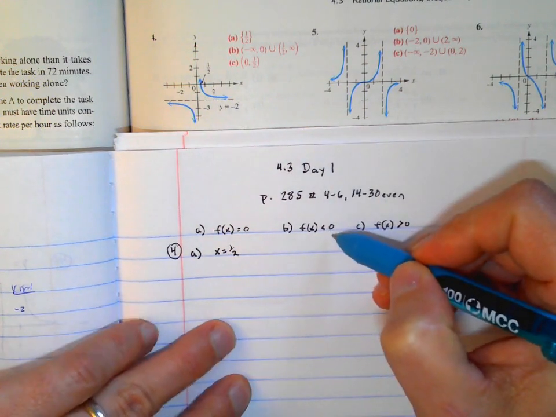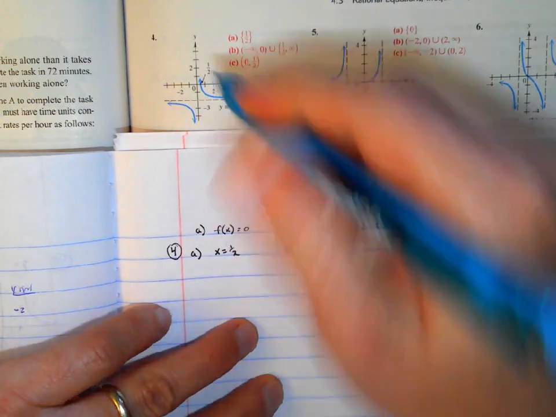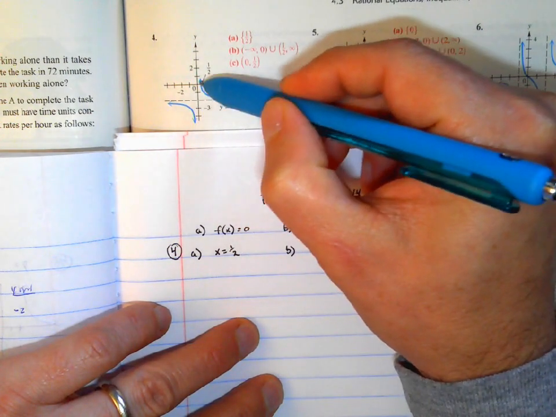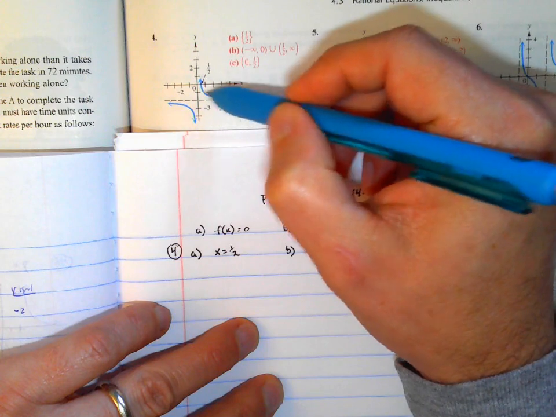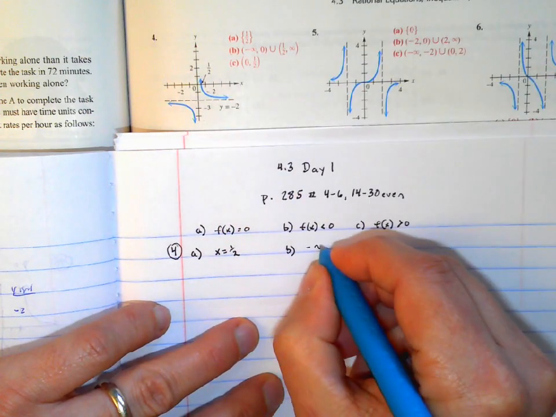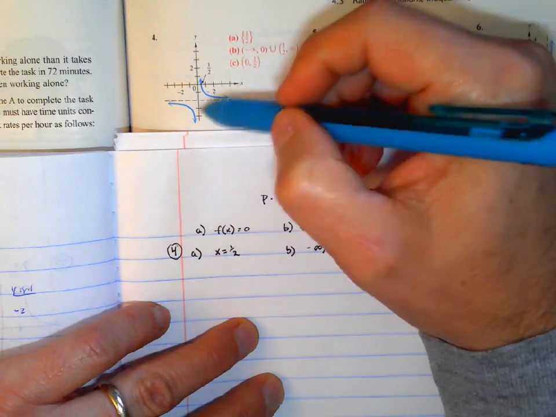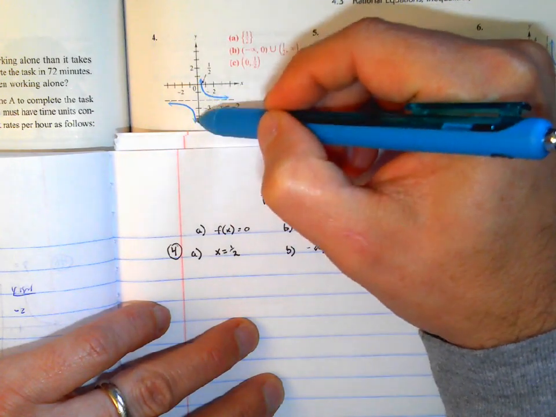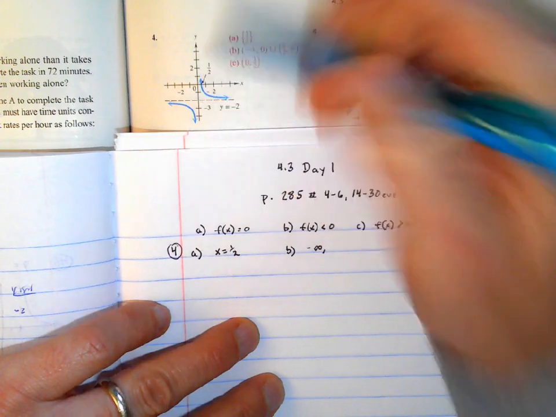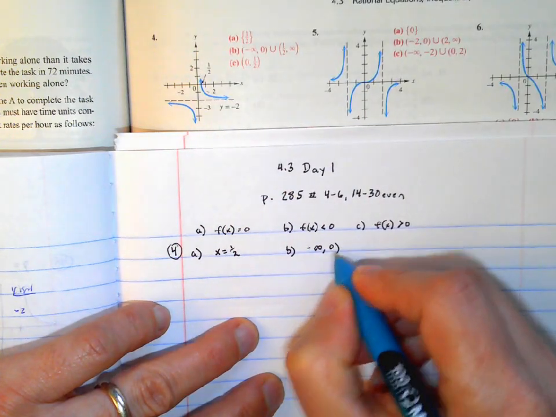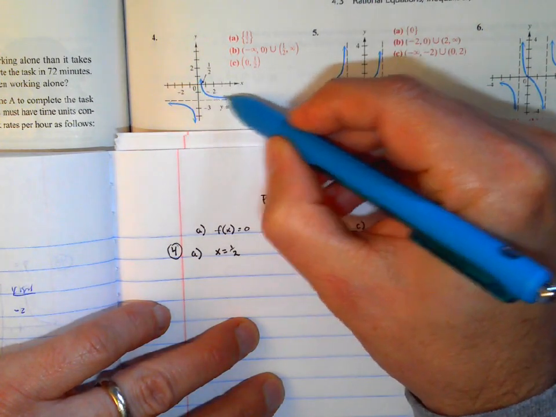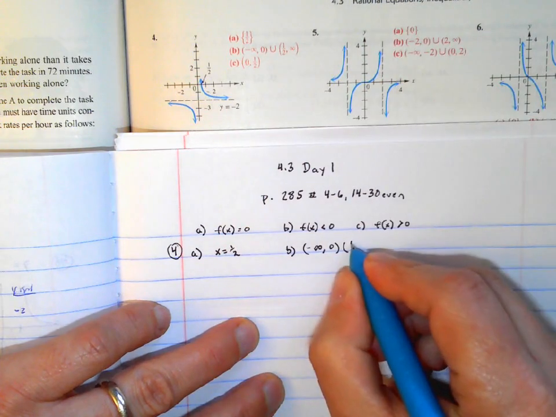Where is it less than 0 for part B? So less than 0, all of this is less than 0, and all of this part here is less than 0. This is greater than 0. Okay, so this part here would be from -infinity, and it looks like our asymptote here is at 0. Okay, it's also from 1/2 to positive infinity as well.